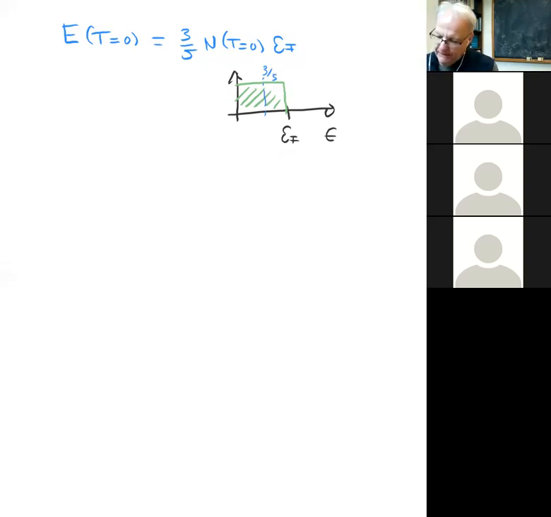Okay, so this expression, you can also rewrite in terms of the energy density of the system. So the energy divided by volume, which I will also sometimes just write as a script E, is, you divide the right-hand side by the volume. So it's 3/5 times the density times the Fermi energy. Okay.